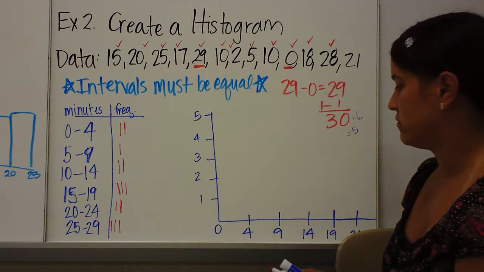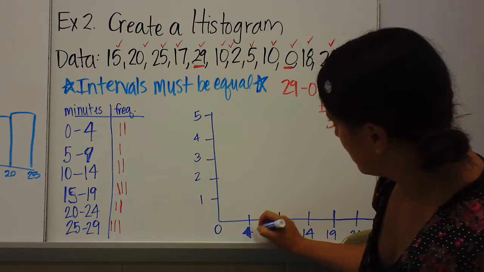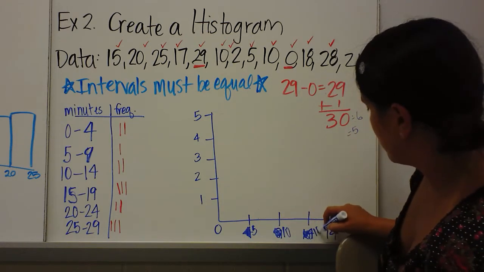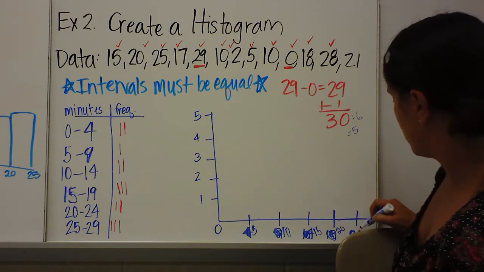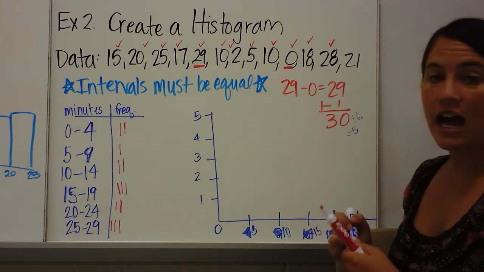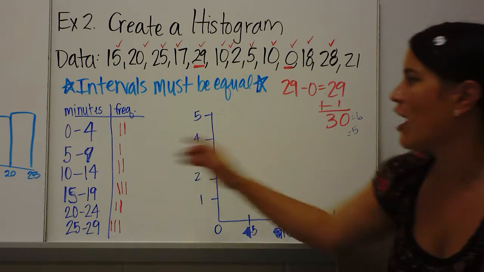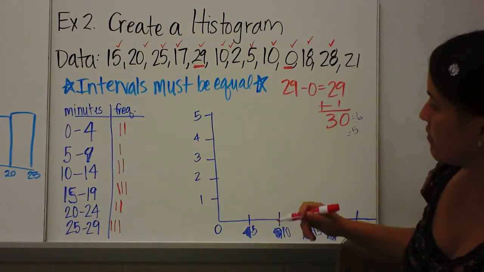okay, so this should be 5, 10, 15, 20, 25. I apologize if you had to go in and change all of those, because I forgot you have to go to the next one. 0, 5, 10, 15, 20, 25. And now I can make my interval.